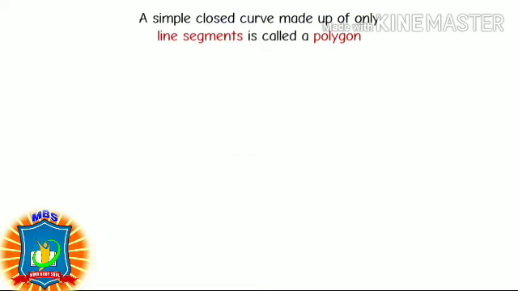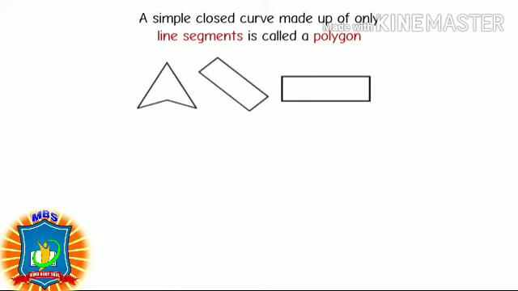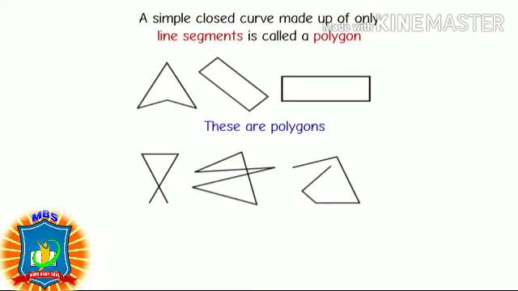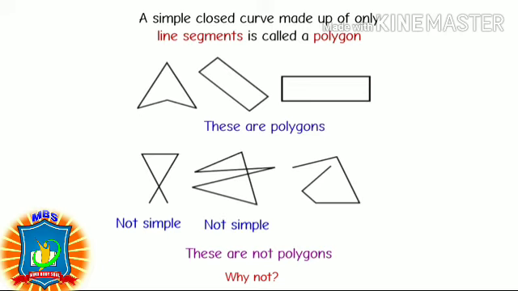A simple closed curve made up of only line segments is called a polygon. These are polygons. These are not polygons. Why not? This figure is not simple. This figure is also not simple. This figure is not closed.